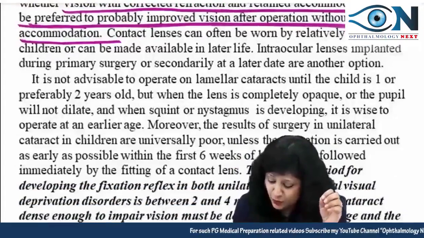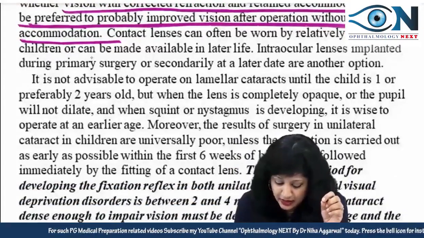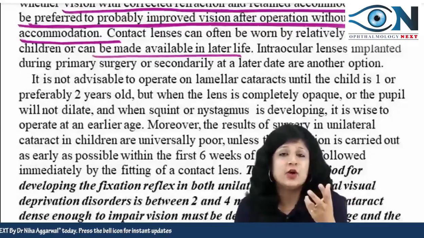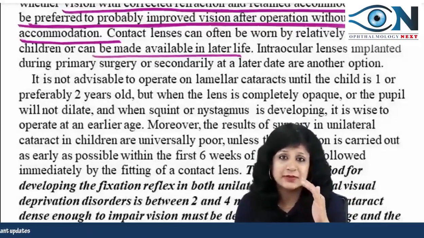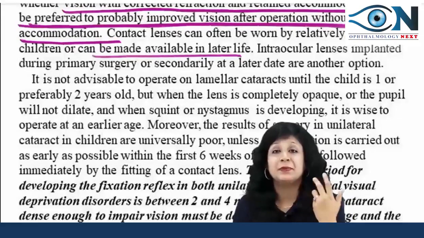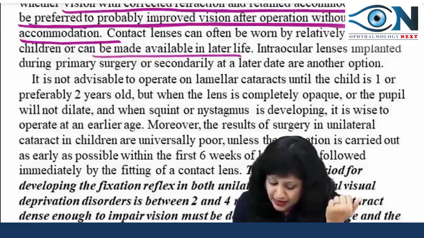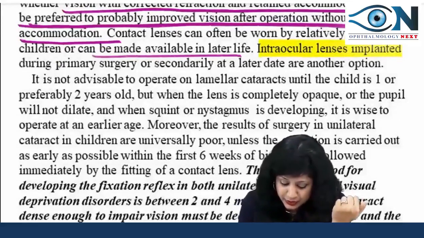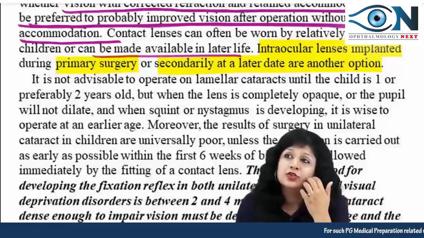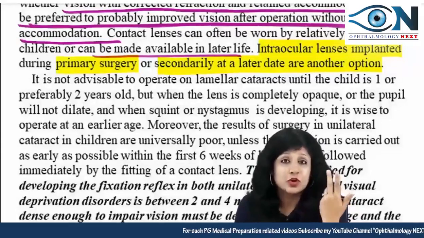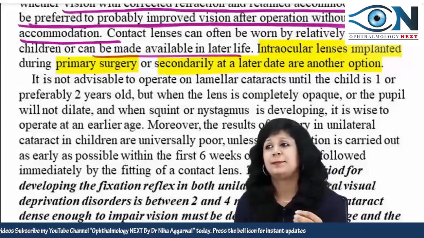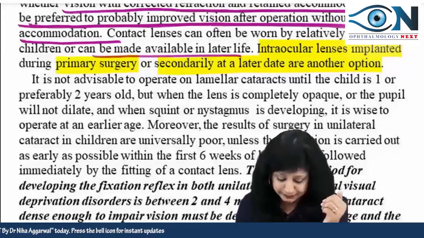Contact lenses can often be worn by relatively younger children or can be made available in later life. Very small children are not able to handle contact lenses, so definitely you will have to keep that option reserved for comparatively older children and adults. Then we have the intraocular lenses implanted during the primary surgery or secondarily at a later date. That could also be done. So we have spectacles, contact lenses, and intraocular lenses. All these options are there, and according to the preference and the age, we have to give them.